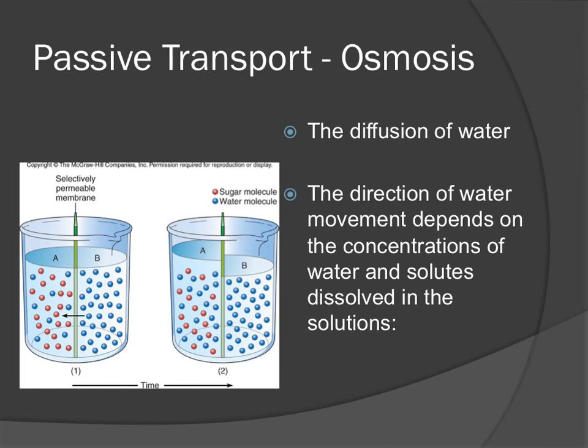Another passive transport is osmosis. So osmosis is the diffusion of water. The direction of water movement depends on the concentrations of water and solutes dissolved in the solutions. So an example of osmosis would be absorption of water by plant roots, or absorption of water by the stomach or the small intestines or the colon. So osmosis is, again, simply diffusion, but it is just the diffusion of water.